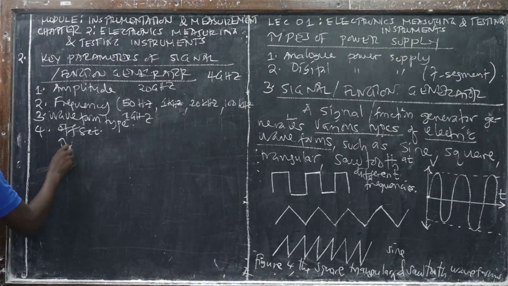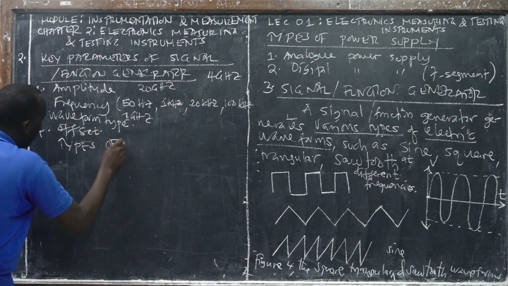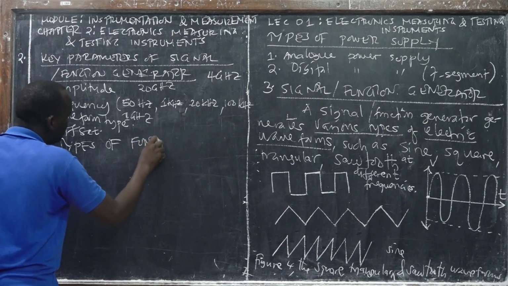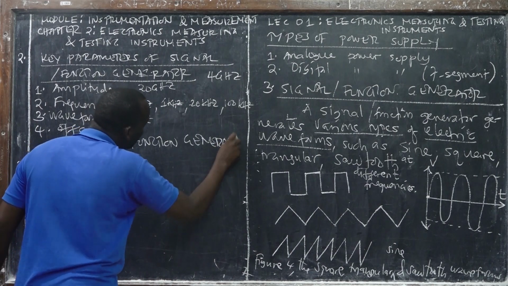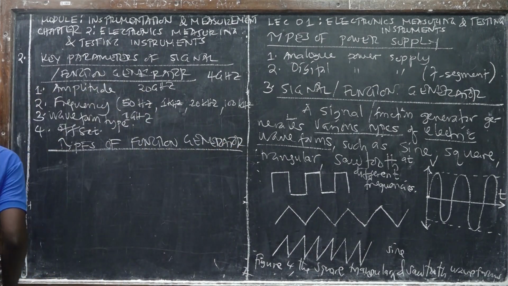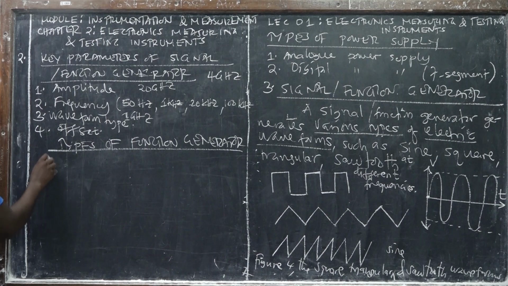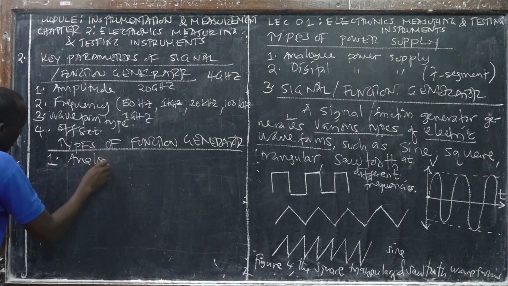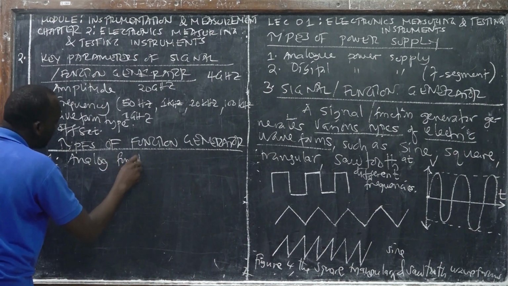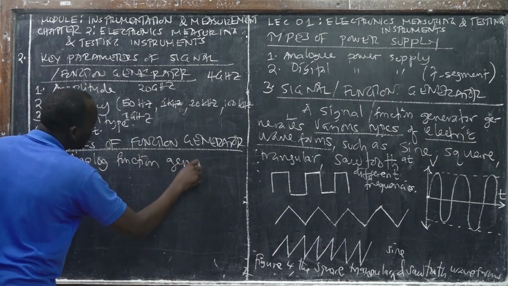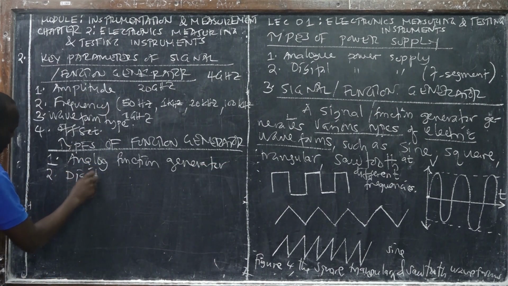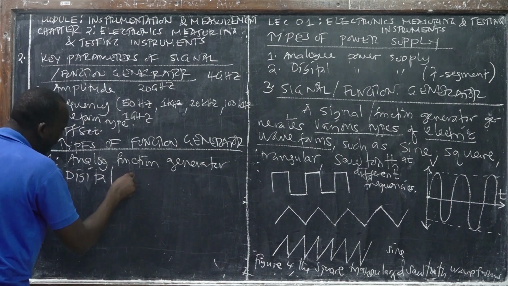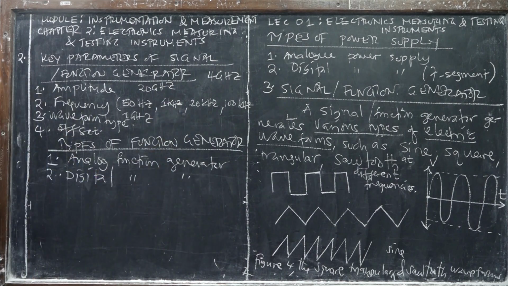So we say the types of function generator. We have two types of function generator. The first one is the analog function generator. The second one is called the digital function generator.